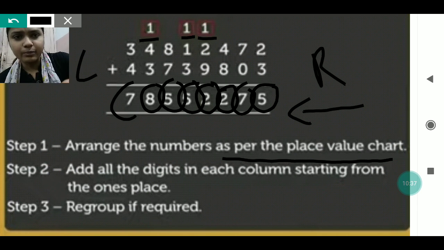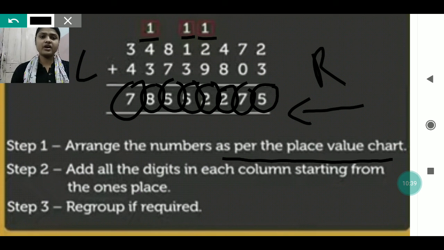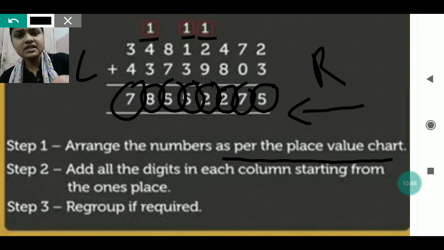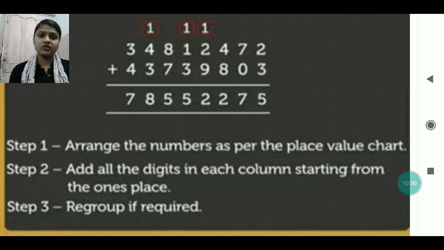So by doing the regrouping of this number, we have got 7 crores 85 lakhs 52,275. Okay. So this is how we used to do the addition with carrying. The second digit we always used to write down. The first we used to take carry. We always used to do the addition after arranging the numbers in the place value chart, and we always start from the right side from the ones place.